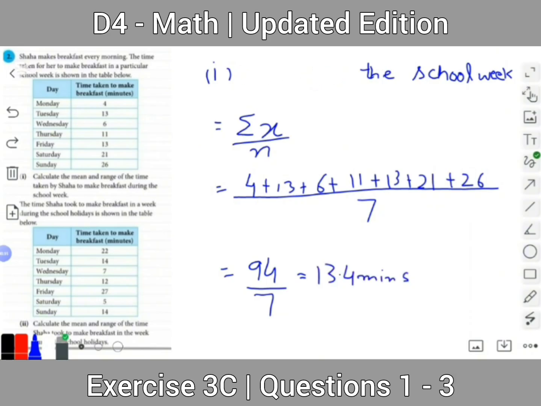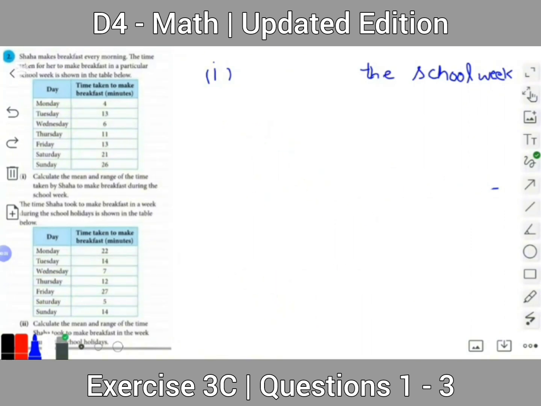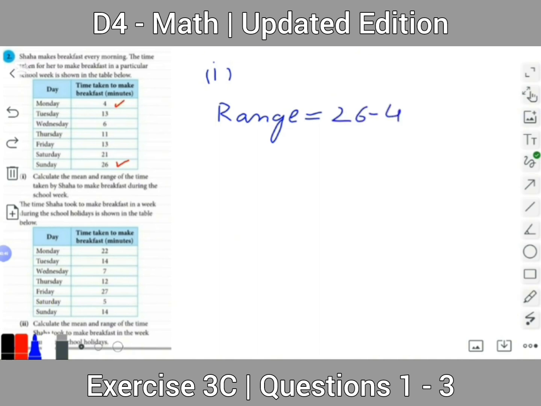Now we will find out the range. So the range for the school week will be equal to the largest value minus the smallest value. Here we will identify the largest value, which is 26, and the smallest value is 4. So here we have 26 minus 4, and it will be equal to 22 minutes. So the range for the school week is equal to 22 minutes.